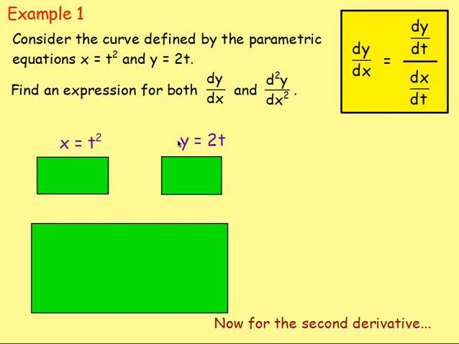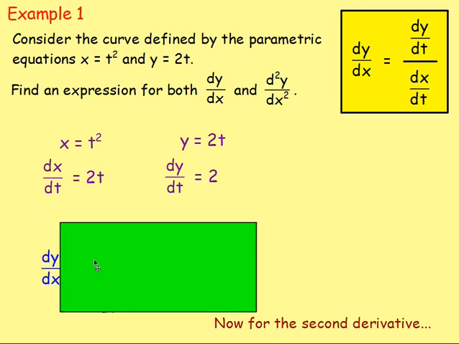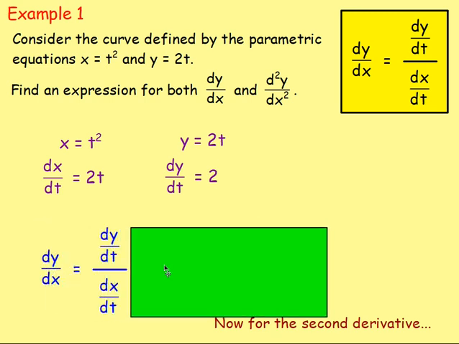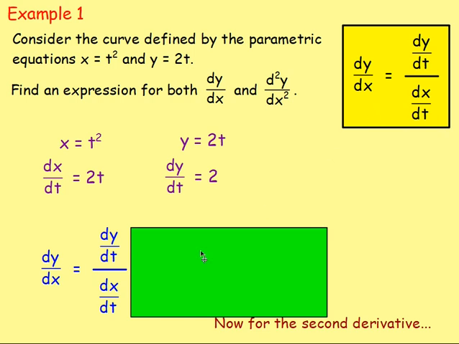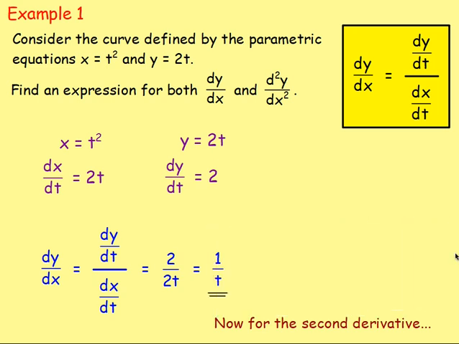From there then, we've got x equals t squared. Differentiate x with respect to t would give us dx by dt and 2t. Differentiate y with respect to t, we've got dy by dt, and that would give us 2. From there, you know dy by dx equals dy by dt over dx by dt. It's given there in this yellow box. And from there, you would have 2 over 2t. Simplify that, and that gives us 1 over t. So we have found the first derivative, dy by dx.